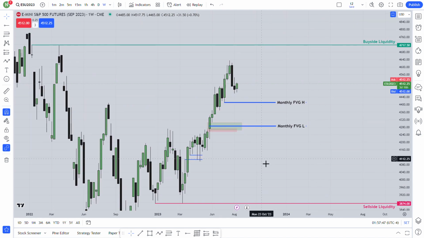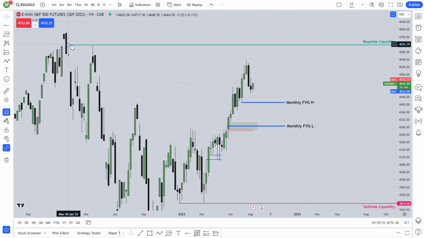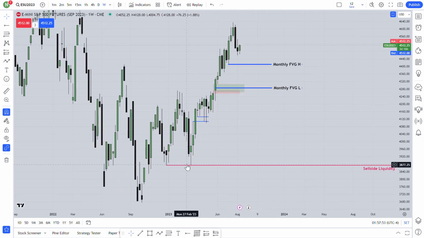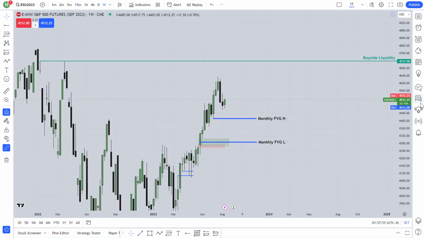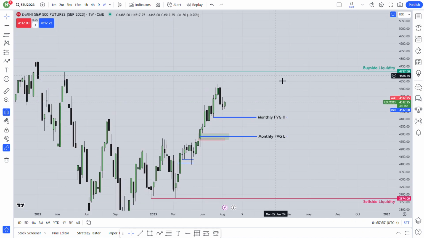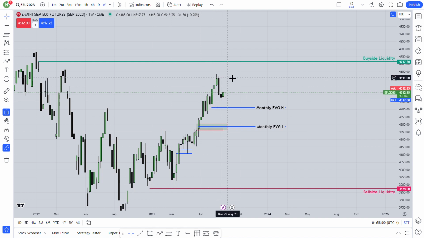Okay. This is the weekly chart of S&P. There's the buy side liquidity and there's the sell side liquidity. Both of them are very clean and market is near this buy side liquidity. This is the weekly chart and you see the huge expansion to the upside, and then market comes lower.